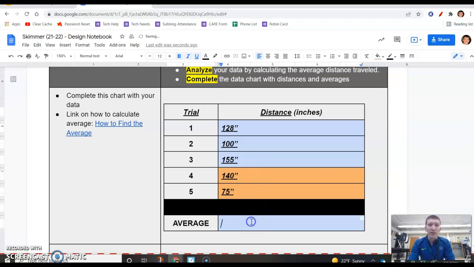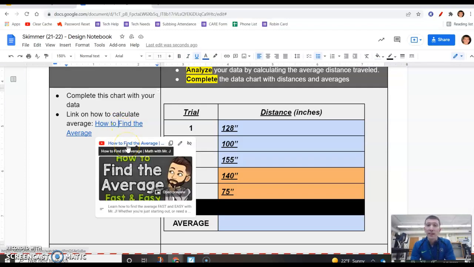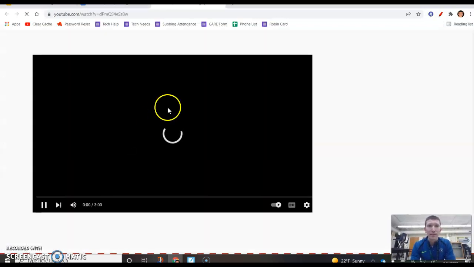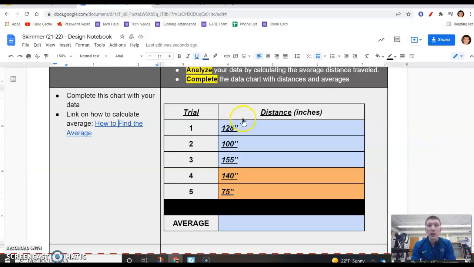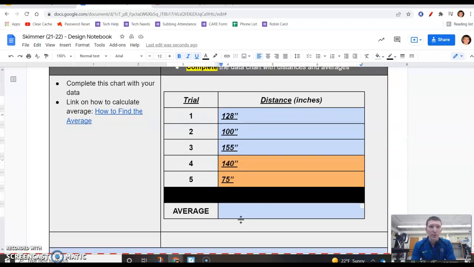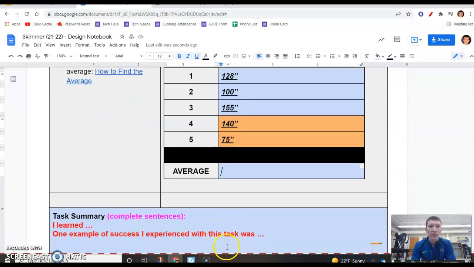From there, I need to find the average, and this is where the math comes in. You've done this before, and if you don't remember how to find the average, there is a link on the side over here that will explain how. Watch that 3-minute video, and then apply your data to find the average of your Skimmer. Once you're done with that, remember to answer the bottom task summary. What did you learn? And an example of success that you had.